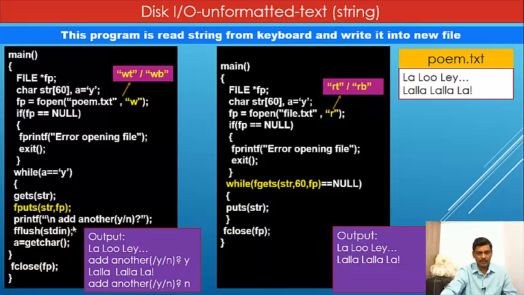Then it displays a message, "add another y/n". Then fflush(stdin), and a = getchar(). getchar is also a console input function to get a character. If we press y, that y is assigned to a. If we press n, that n is assigned to a. It displays "add another record" and the cursor waits to get one character.